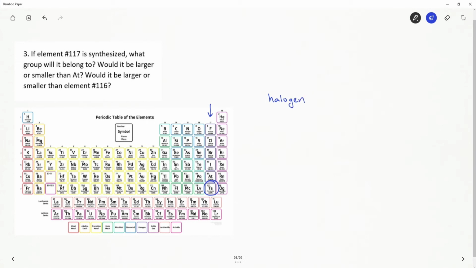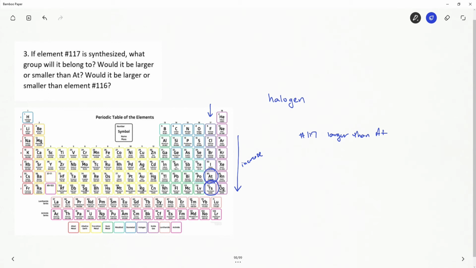The next part asks about size. Would it be larger or smaller than astatine? Well, I know based on my trends for atomic radius that as I move down the periodic table, size increases. So element number 117 should be larger than astatine.